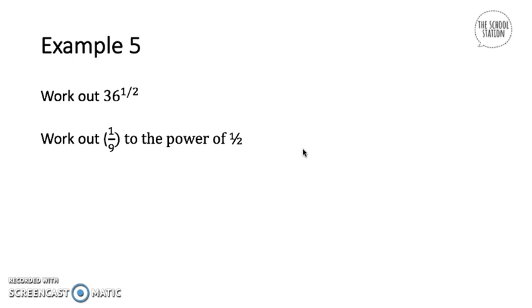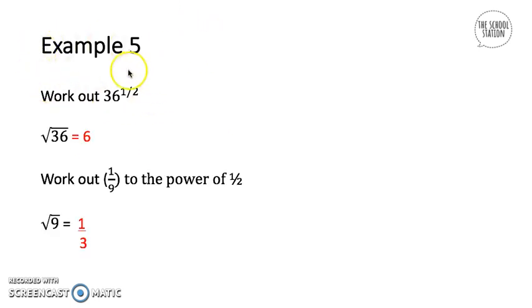Alright guys, so here are the answers. So basically what you have to do is work out 36 to the power of a half. Anything to the power of a half is telling you to square root it. So if there was 36 to the power of a third, they're telling you to find the cube root of 36. Here, with a half, they're telling you to take the square root of 36. So 36 to the power of a half is simply 6, because you just have to find the square root of 36, which is 6, and that is the answer.